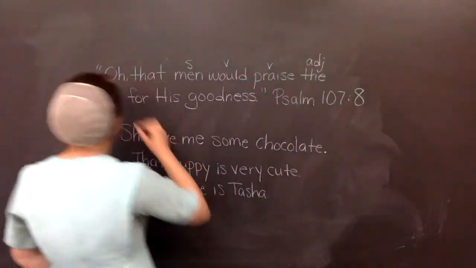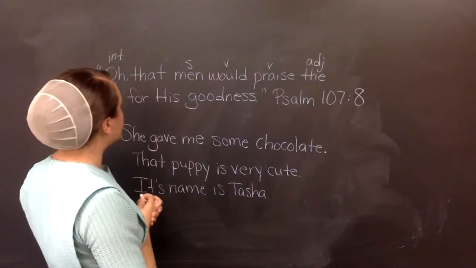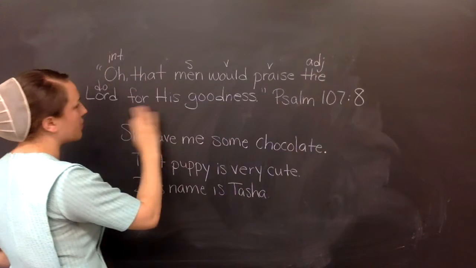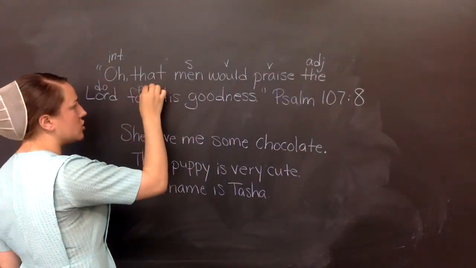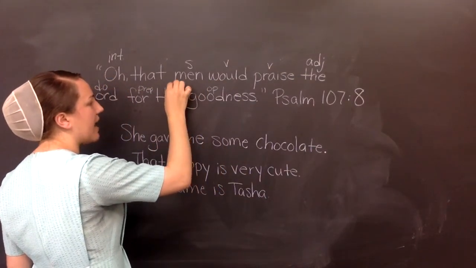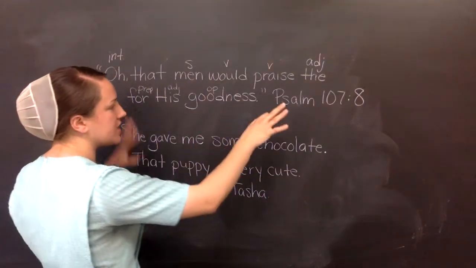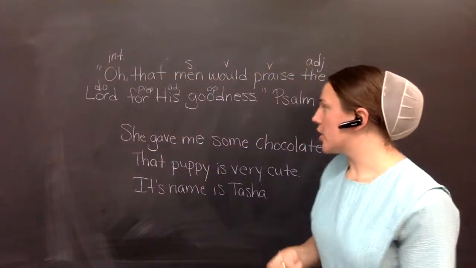Here we have an interjection, and here we have our prepositional phrase. Notice that for is a preposition. So here we have the object of the preposition, and here we have an adjective. We're just going to leave the last couple, and we're going to diagram a few words here.